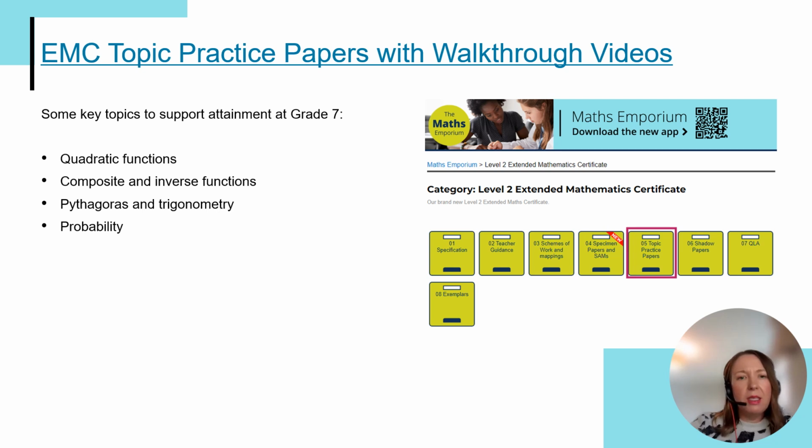So we've got some EMC topic practice papers. Each of these has walkthrough videos as well and a little QR code, so great to set for independent study as well. And some key topics from that bank of resources that I'd recommend for grade 7 GCSE would be the quadratics, the function work, Pythagoras and trig, and the probability questions. So they're going to really give your students lots of practice in those most difficult AO3 problem solving questions and just really strengthen and deepen their understanding of those key topics.